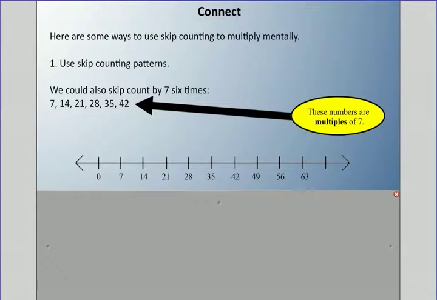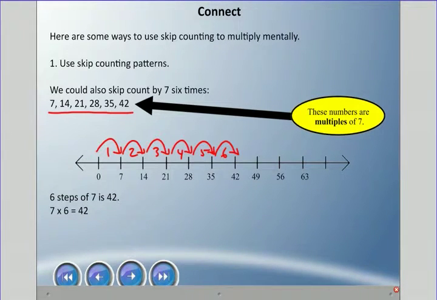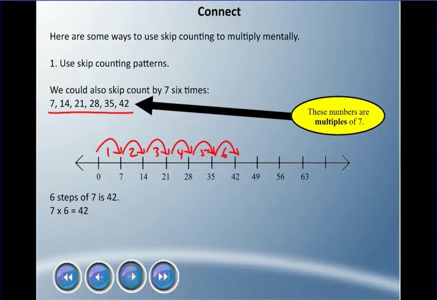We could also have done the other way. We could have skip counted by 7. So I'm going 1, 2, 3, 4, 5, 6 times. That gets us to 42. We're counting up by 7, and we're doing it 6 times to get to 42. And again, these numbers here are multiples of 7. So 6 steps of 7 is 42, or in other words, 7 times 6 is 42.